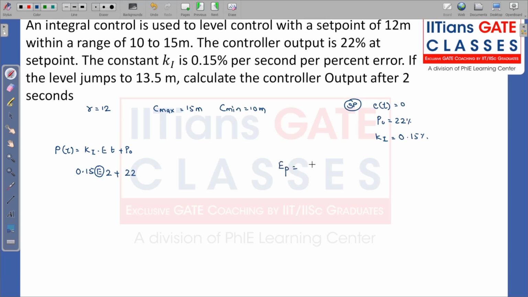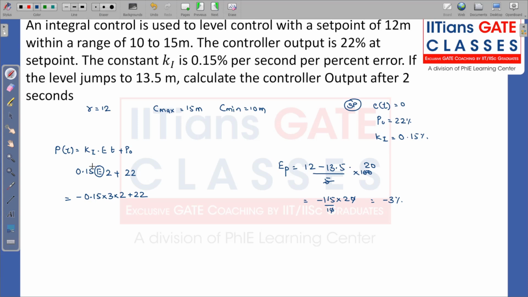So error, basically it is what? It is equal to R minus C. So R is 12. C is 13.5. C max minus C min is 5, into 100. So this is 20. So this comes out to be minus 1.5 into 20. So this is minus 3%. Plug this over here. So minus 0.15 into 3 into 2 plus 22.